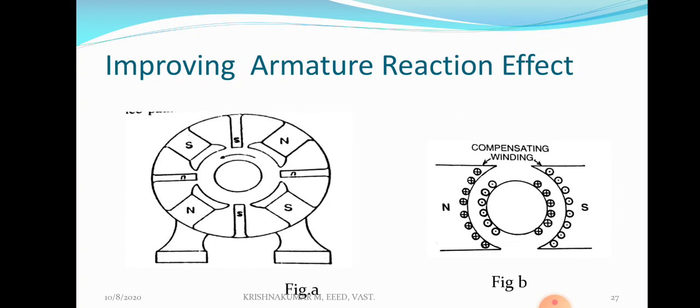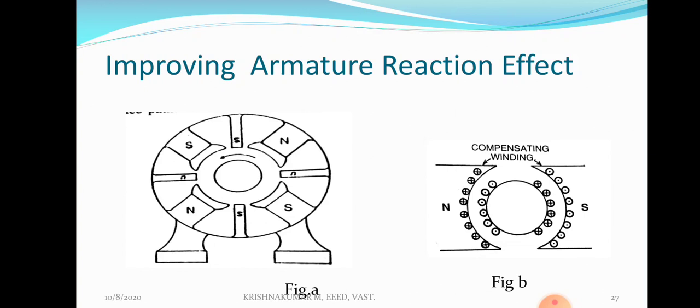The second method is compensating winding. By providing compensating winding on the magnetic pole shoes, we can decrease the effect of armature reaction to a certain extent. Compensating winding is connected in series with the armature. Direction of compensating winding current is opposite to direction of armature current. Therefore, armature flux is cancelled by the compensating winding flux. Thus, we can reduce the effect of armature reaction to a certain extent. But this method is very costly.